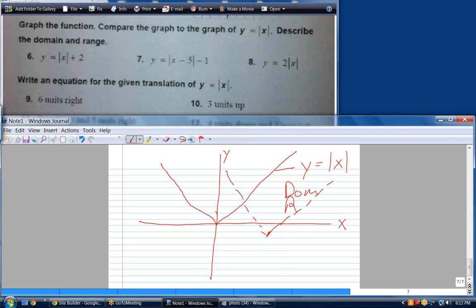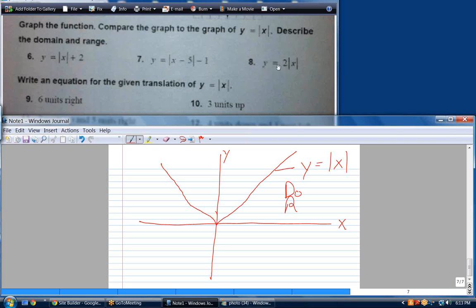What's the domain? All real numbers. What's the range? Hold on. Y is greater than or equal to -1. Good. Oops. I should use the other way around. I should use dotted for my parent because they're hard to erase.